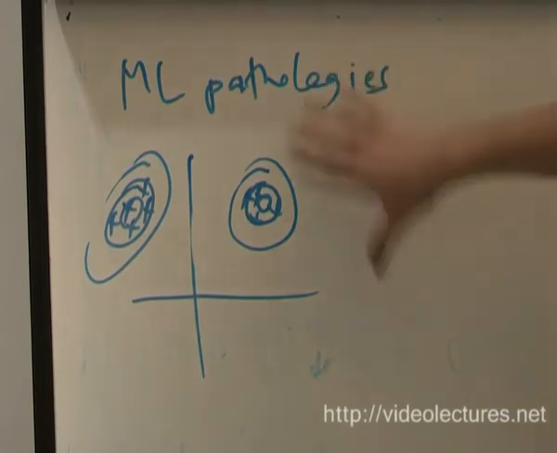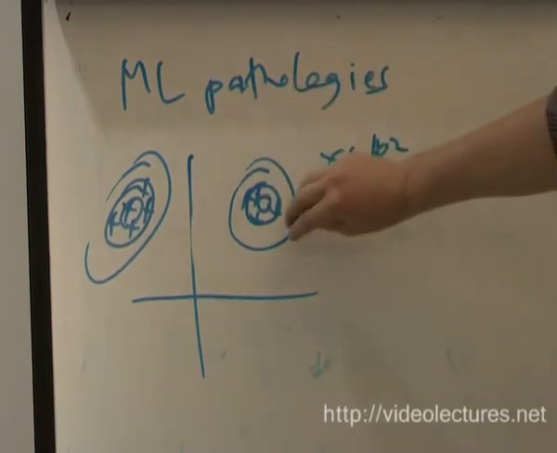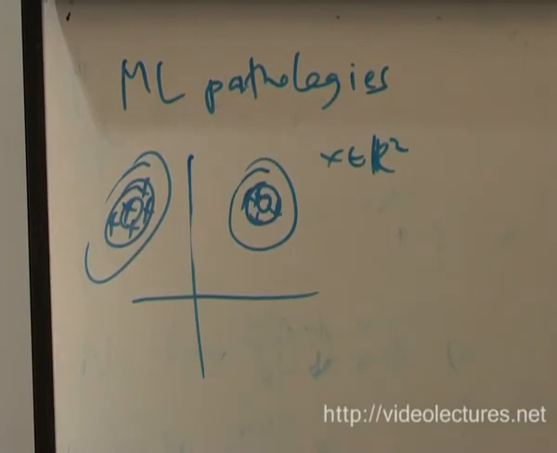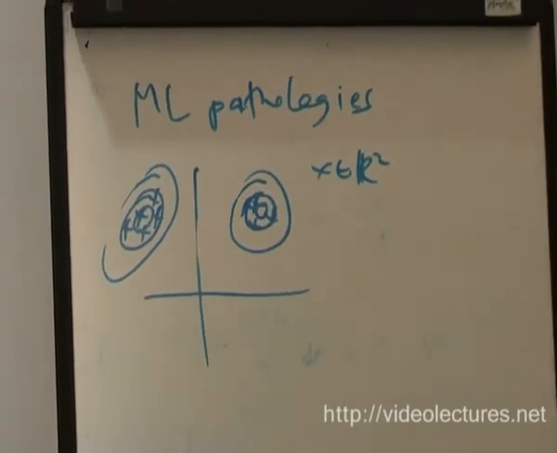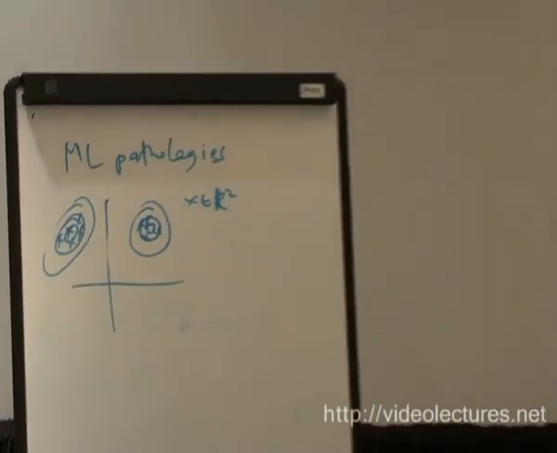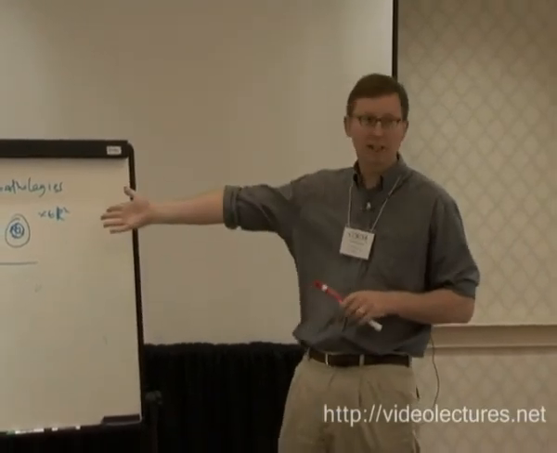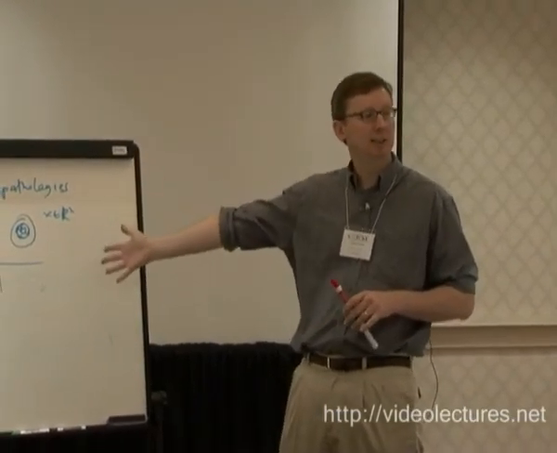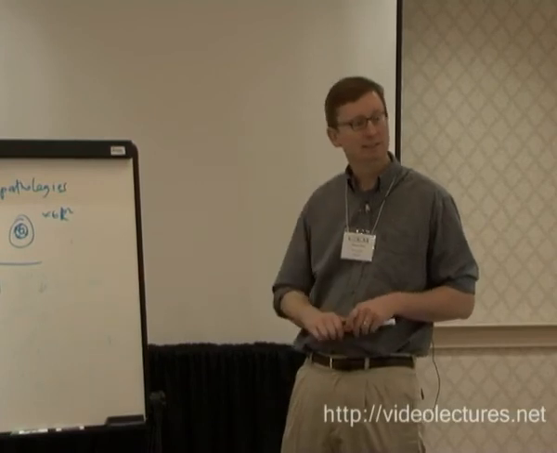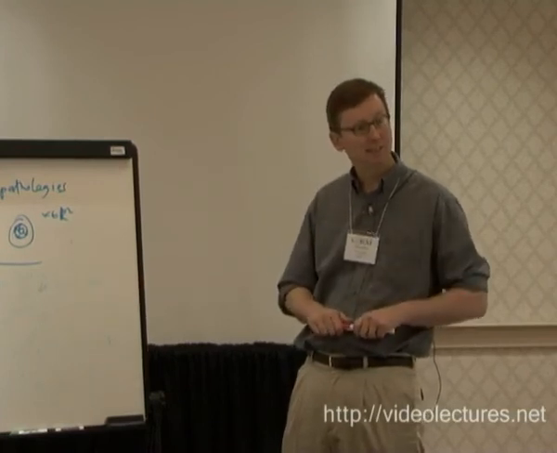And intuitively, this would be a good solution. 1 Gaussian here, 1 Gaussian here. But does anybody know what the principle of maximum likelihood actually says in this case? If you did maximum likelihood estimation of the mixture of 2 Gaussians, what would you get? Yeah? A line.